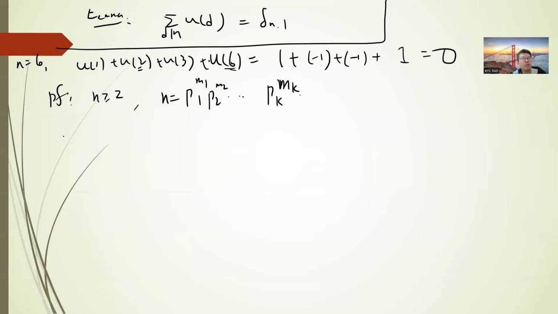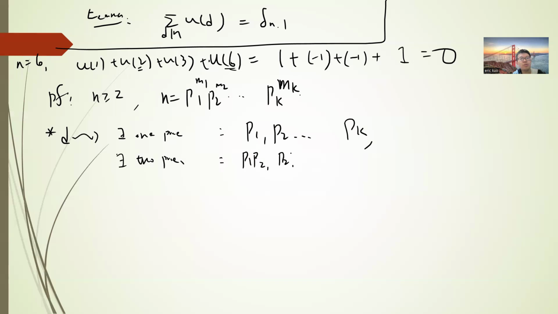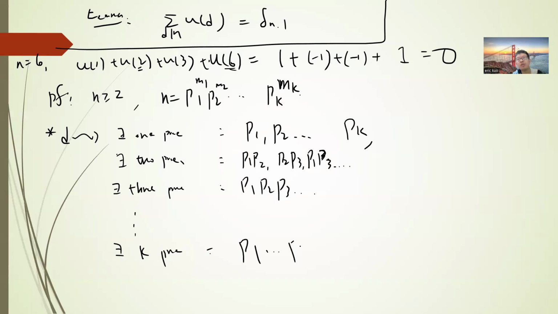Then I only consider the possible d such that the left-hand side is non-zero. For example, if there's only one prime factor, we will have p1, p2, up to pk. And if there are two primes, then we have p1p2, p2p3, p1p3, something like this. And if a factor has three distinct primes, p1, p2, p3, and up to the k-th prime. So k primes is only one element, p1 times up to pk.